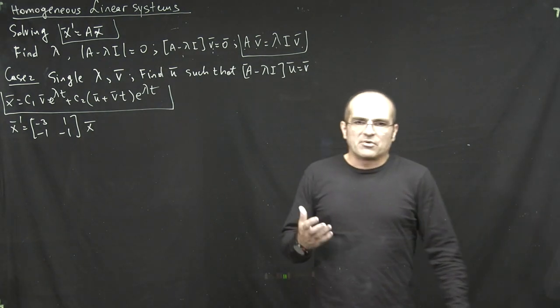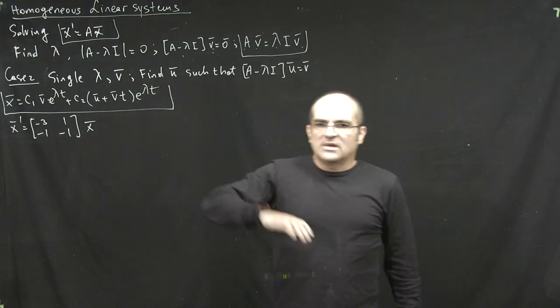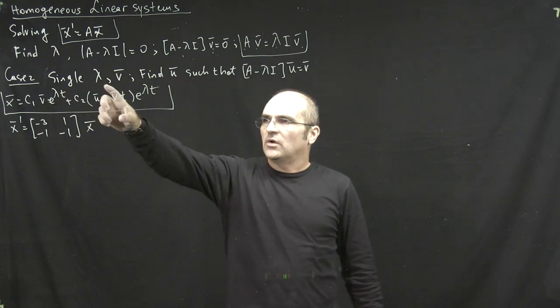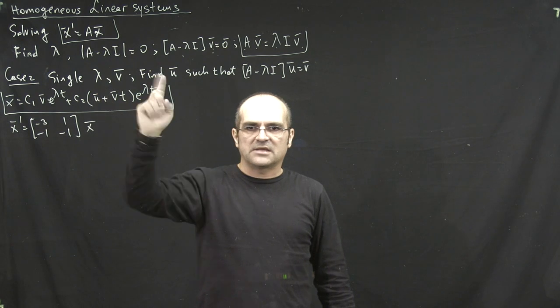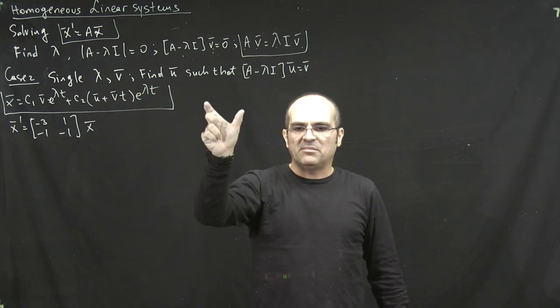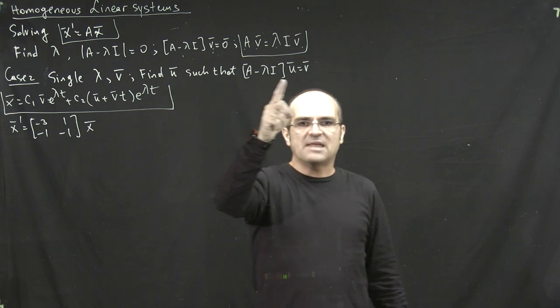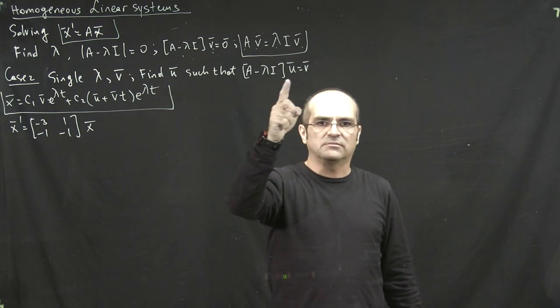Okay, so another example of the same type. Once again, case 2, this is the stuff that you're going to see in the formula sheet. So it will mention clearly, you have a single lambda, single eigenvector. Next step immediately is to find a generalized eigenvector called U from the same system that gave you the eigenvector. It's as simple as that, right?